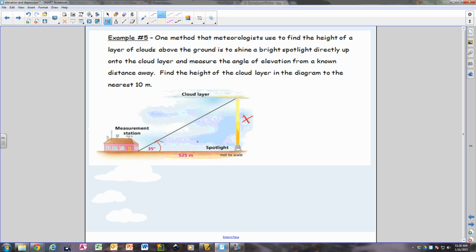So this is my angle, this is opposite, and this is adjacent, so I need to use tangent. So the tangent of 35 is opposite over adjacent. So I need to multiply by 525. So it cancels over here. And I find out that x is 367.61. And it says to the nearest 10. So 367 is closer to 370 meters. So that would be your answer.